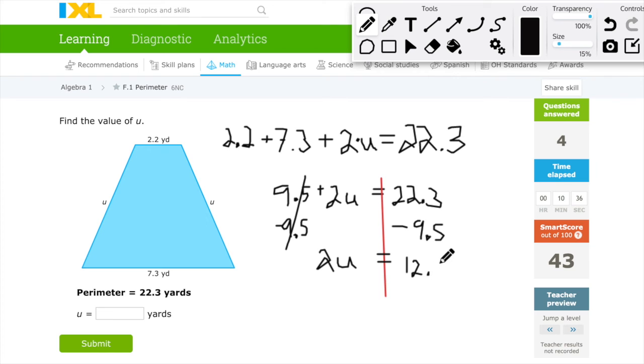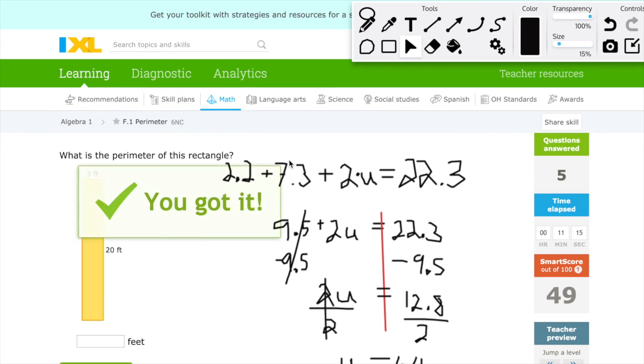And then we're going to have one more step here, which is to get rid of the 2 so we figure out what u is. Remember, even though you don't see it, this is multiplication. That's why we're dividing on both sides. And we're dividing by 2 because we want these to cancel. When we do that, we're left with just u equals 12.8 divided by 2, which is 6.4. So we can go to our blank now, type in 6.4, and we got it, awesome.